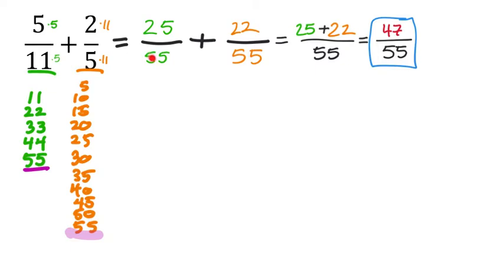Now that we did that, it made the denominators the same. So we performed the operation of addition here, and we looked to see if it could be simplified, which would have been the 4th step, but there was no need for that. So 47/55 is our final answer.